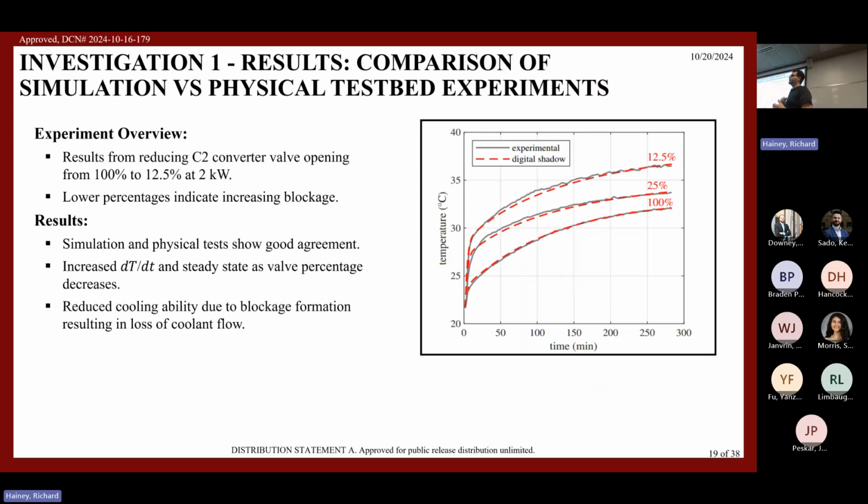Now it became an accurate simulation of our system. Now our digital shadow is calibrated, essentially.